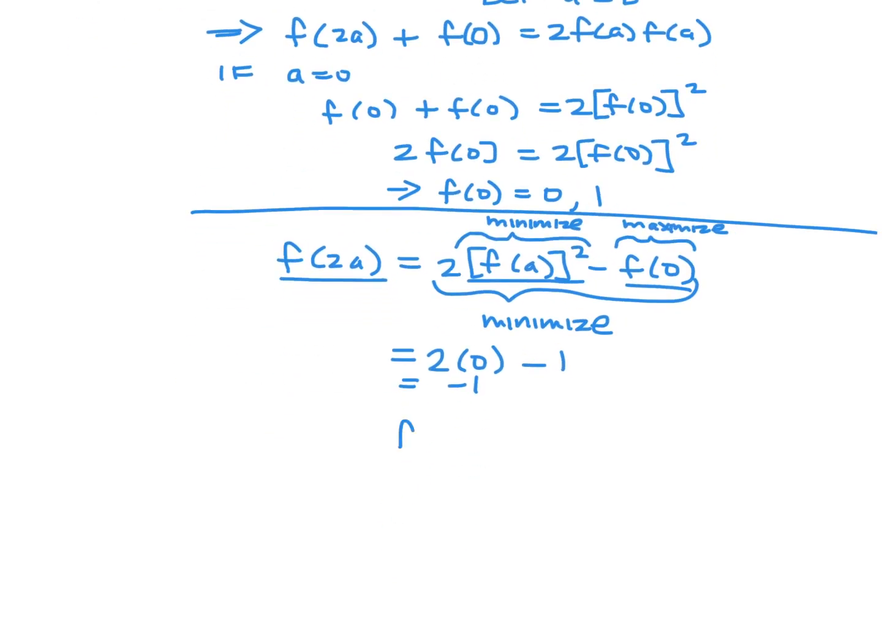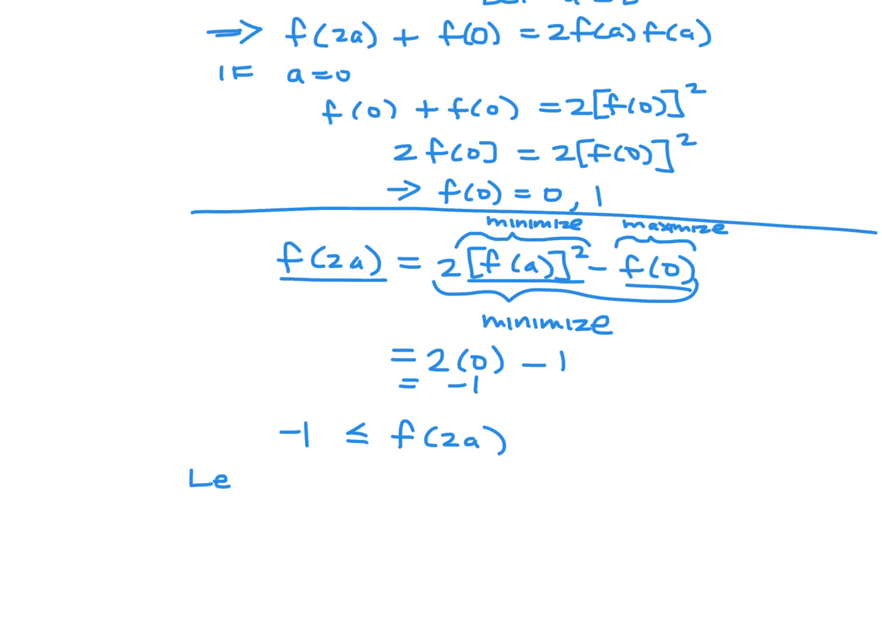So that means that f at 2a, the minimum value is minus 1. So the f at 2a has got to be greater than or equal to minus 1. Does that make sense? Yeah. It's got to be greater than or equal to minus 1.